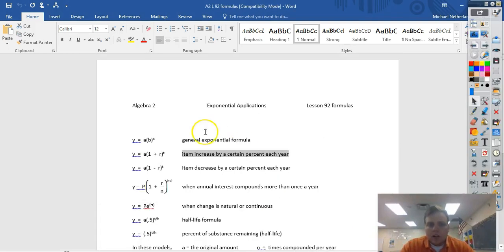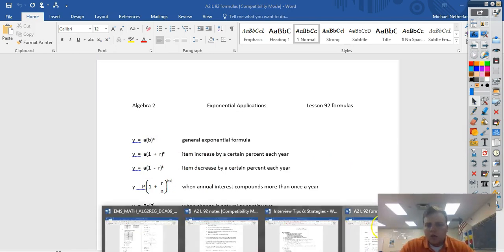Okay? So item increased by a certain percent each year. It says y equals A times 1 plus R to the T. Okay. A, right here, is your starting amount, just like it always was. R is your rate of change, just like B was. Okay? More or less. And then T is just your time. Alright? So, I clicked on the wrong file.